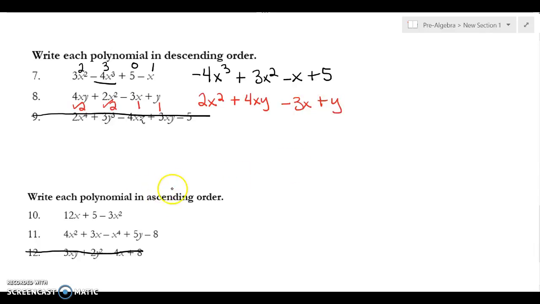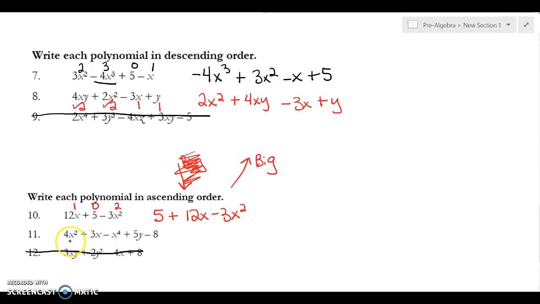Now the last 2 are going ascending, so that's from big to small. So that's 1 degree, 0 degree. I'm sorry, I'm going ascending. I said that backwards. It's going from small to big. See, we never do that order. That's how I got that mixed up. So my smallest degree is 5. My next one is the 12x. And then the 3x squared. So you go from least degree to biggest degree.